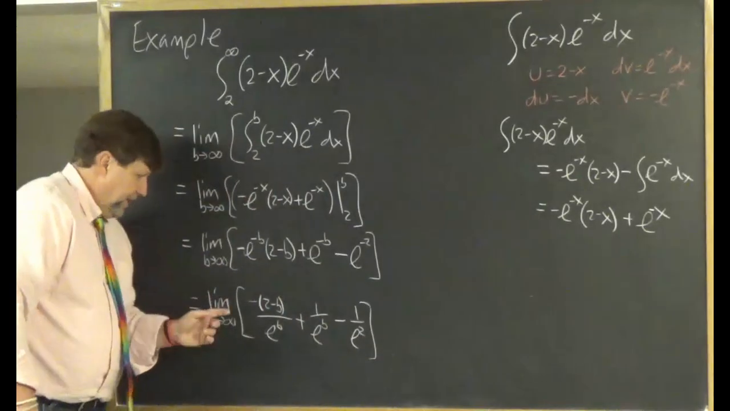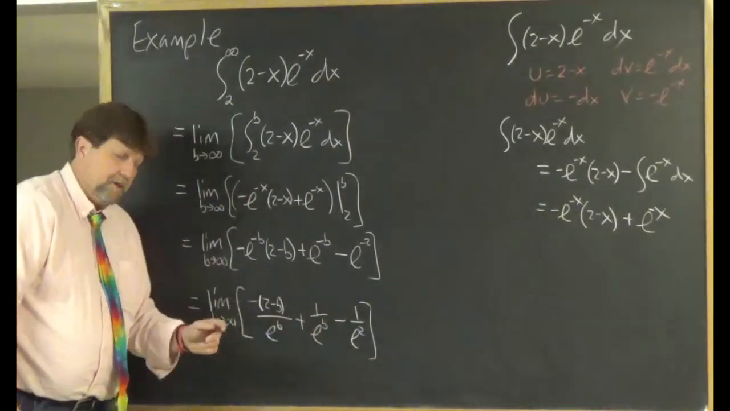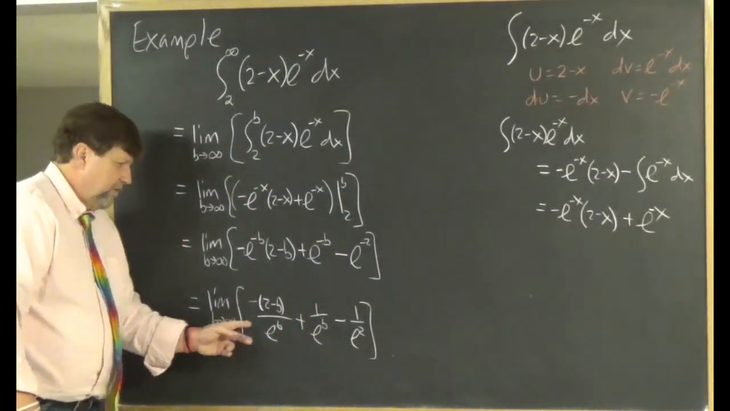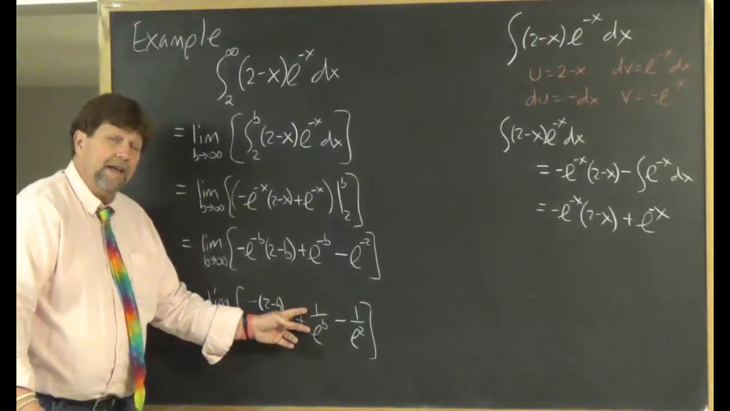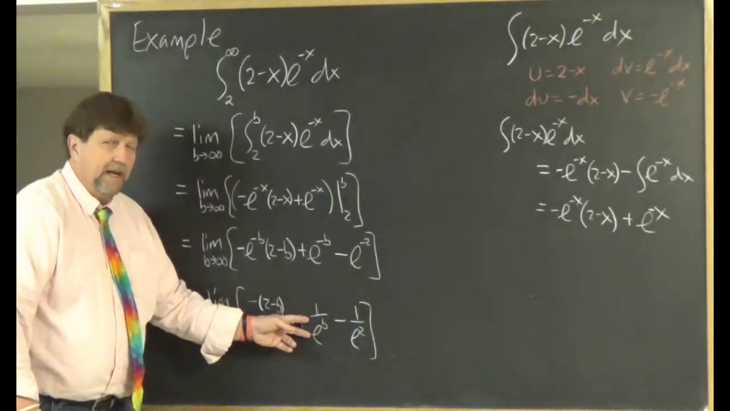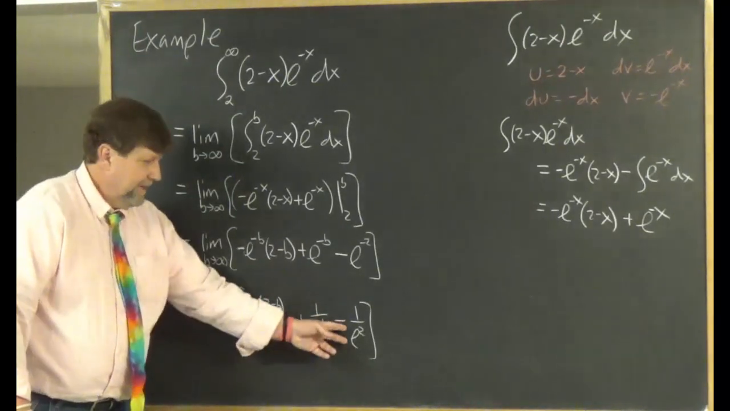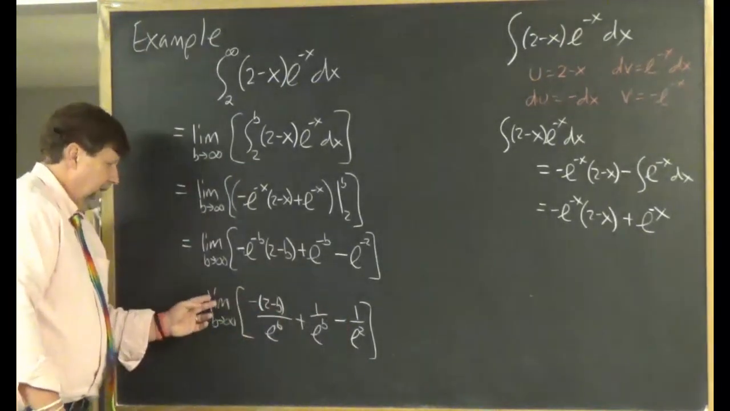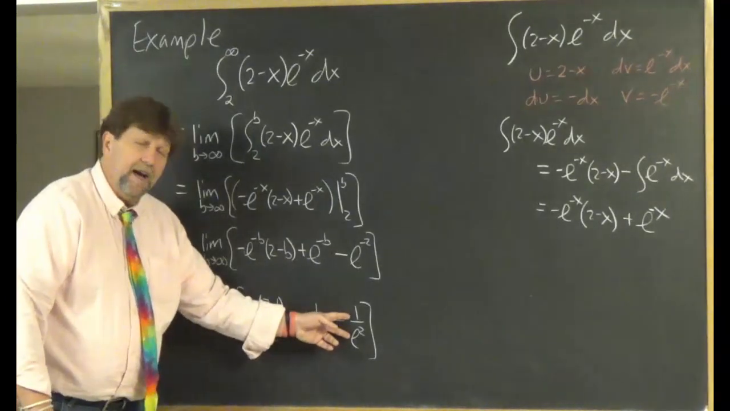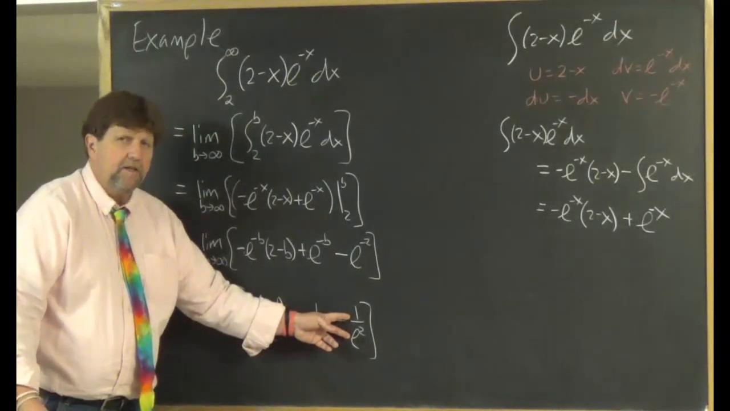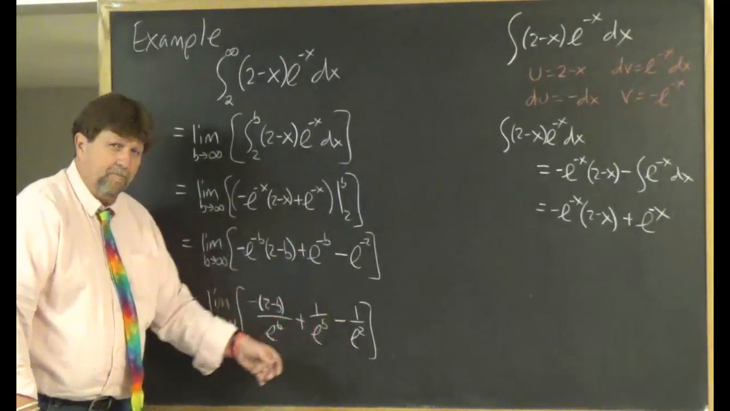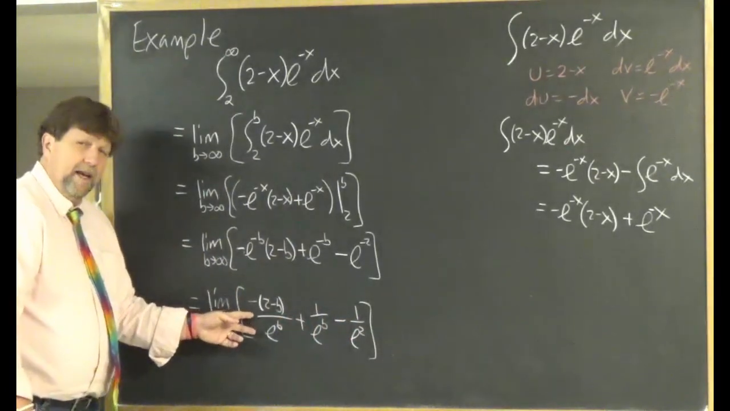Okay, I'm not so concerned here about these last two terms. The limit as b goes to infinity of 1 over e to the b: the denominator is getting incredibly large. That limit is 0. This is a constant. So the limit as b goes to infinity of the constant 1 over e squared is going to be 1 over e squared.